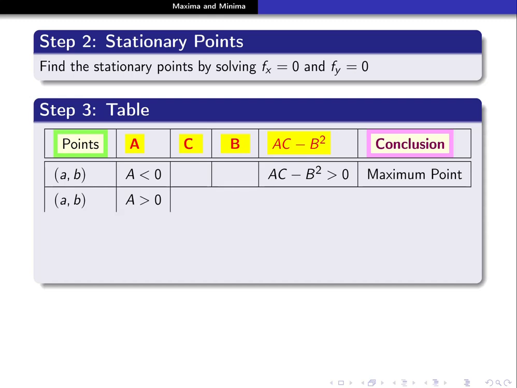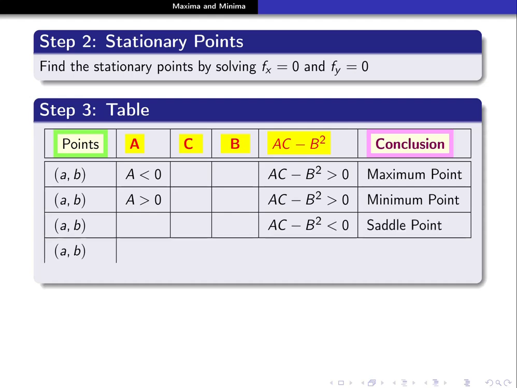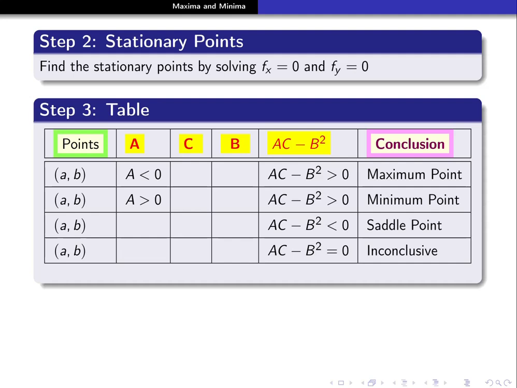Similarly, if a is positive and ac minus b square is also positive, we conclude that the point is a minimum point. Suppose we consider any point a comma b where ac minus b square is negative, then we call it a saddle point. If ac minus b square is equal to 0, we say it is inconclusive. That means we cannot say whether it is maxima, minimum or saddle point. Further investigation is needed.